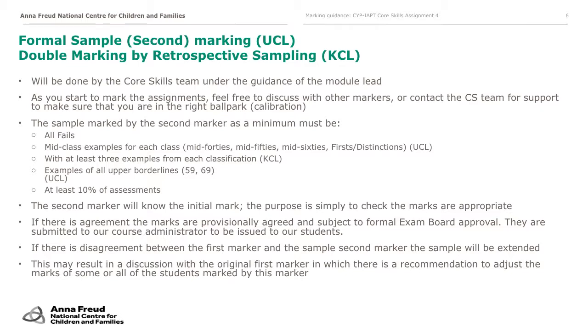If there's disagreement, then we will automatically extend the sample. What we mean by that is we will look at some other pieces of coursework marked by the same marker to see whether we think they've been particularly harsh or particularly generous overall, and then we'll decide what's going to be best to do, and we'll do that in negotiation, of course, with the first marker.